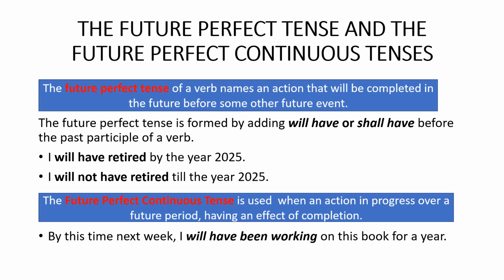What is future perfect continuous tense? We often use the future perfect continuous tense with verbs like learn, lie, live, reign, sit, wait, work, which naturally suggest some continuity in the action. By this time next week, I will have been working on this book for a year. So that is an action in progress over a future period having an effect of completion.